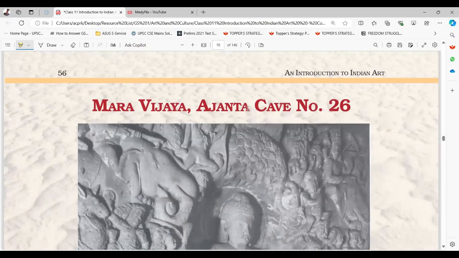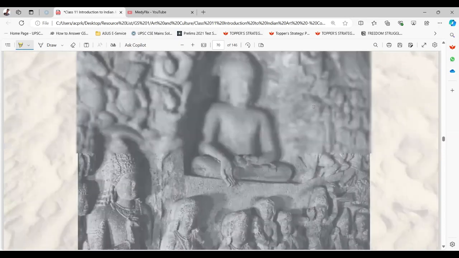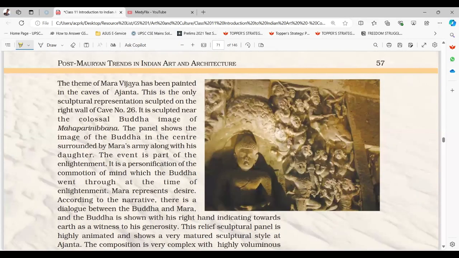Mara Vijaya, Ajanta cave number 26. The theme of Mara Vijaya has been painted in the caves of Ajanta. This is the only sculptural representation, sculpted on the right wall of cave number 26.